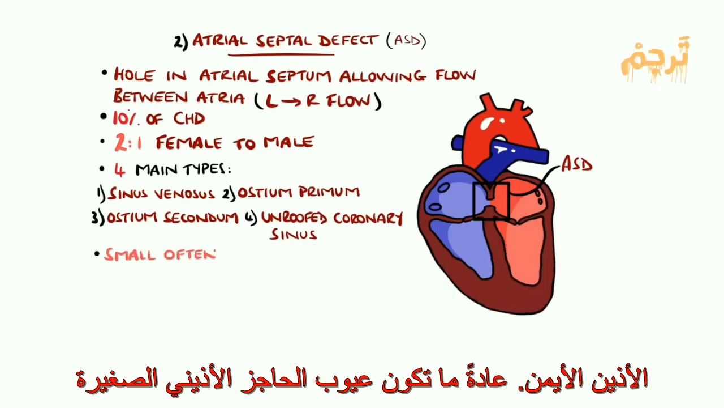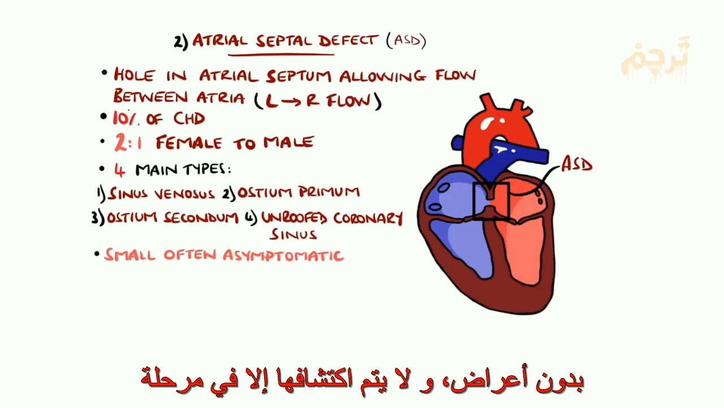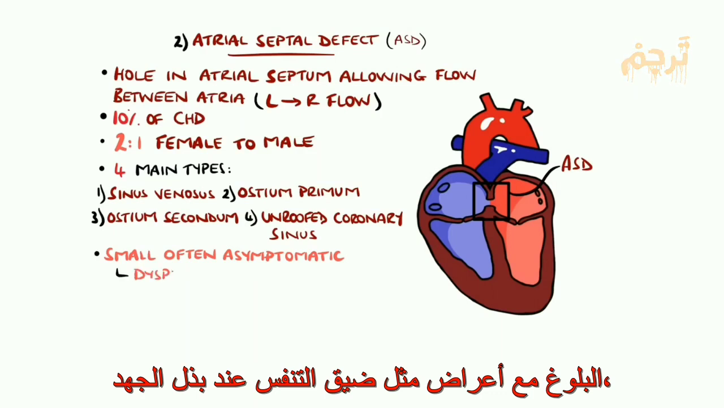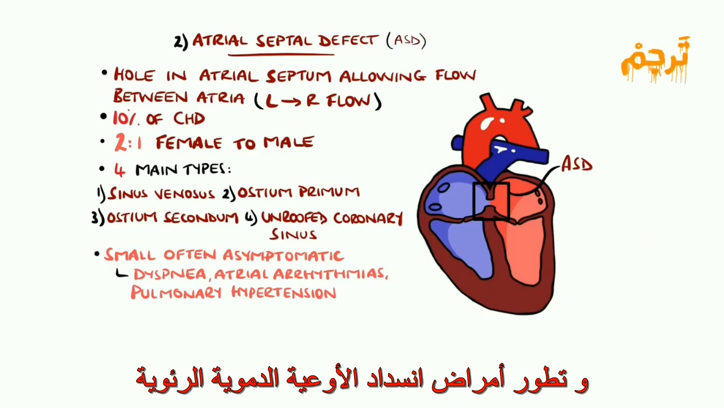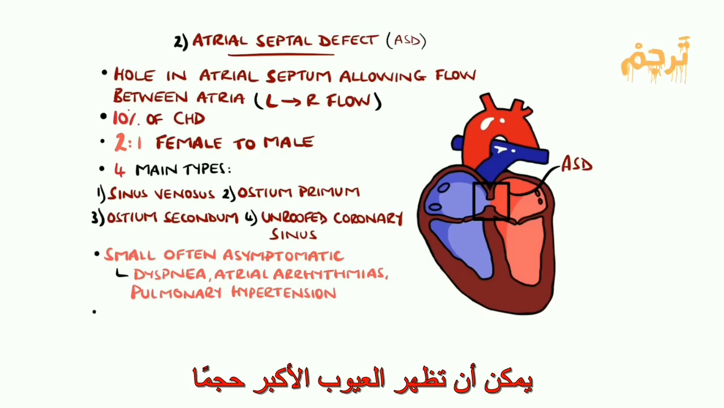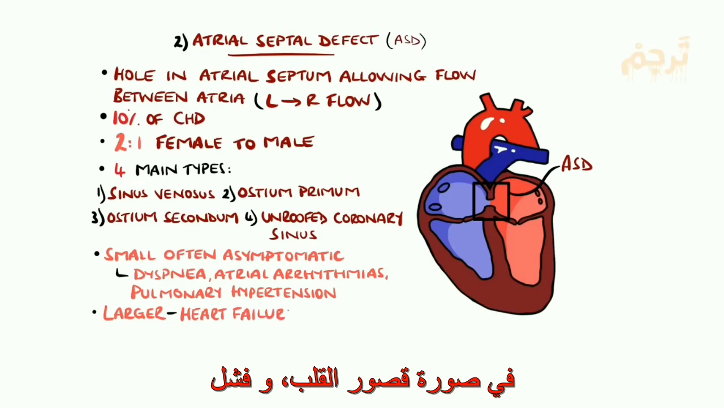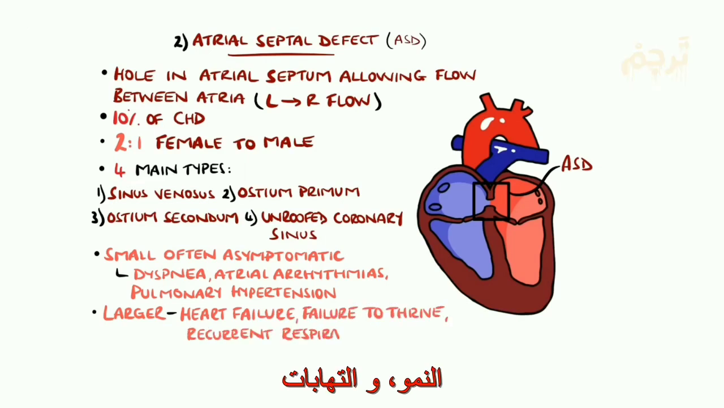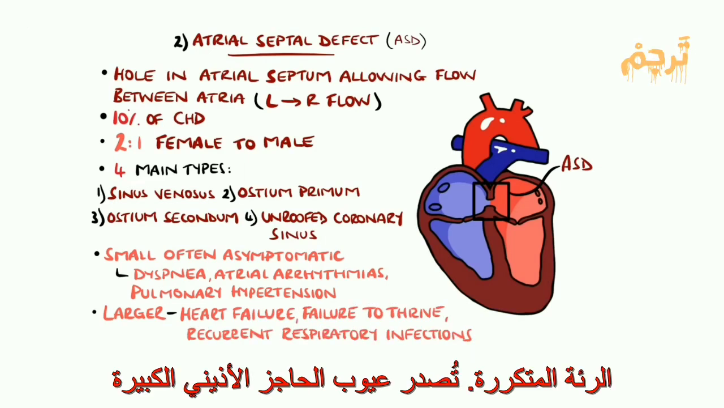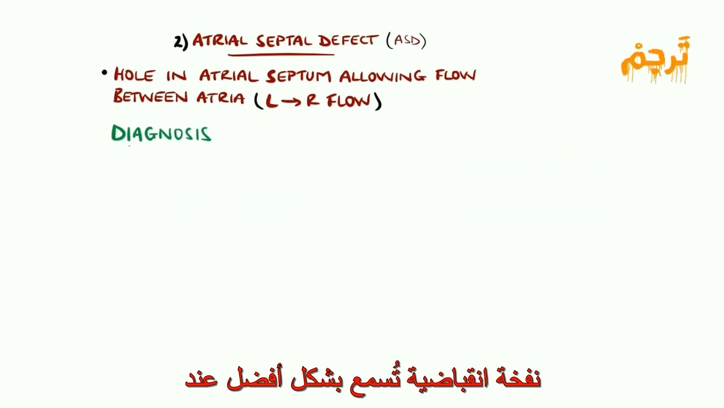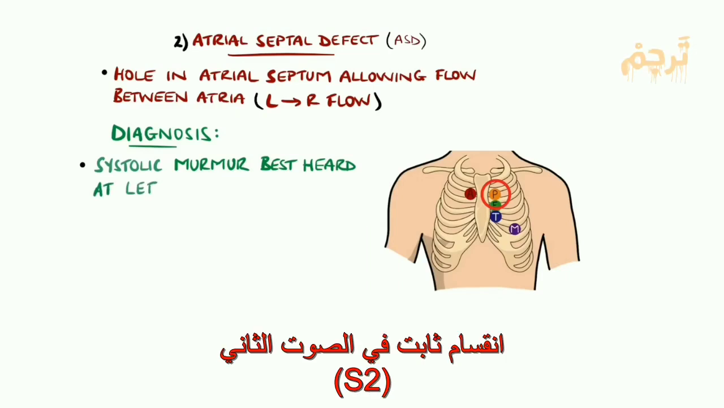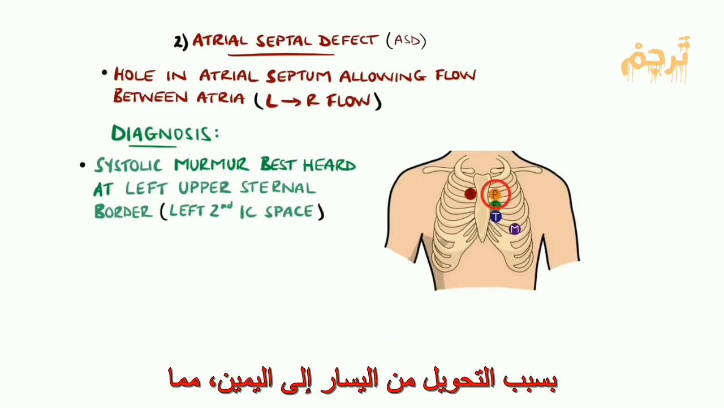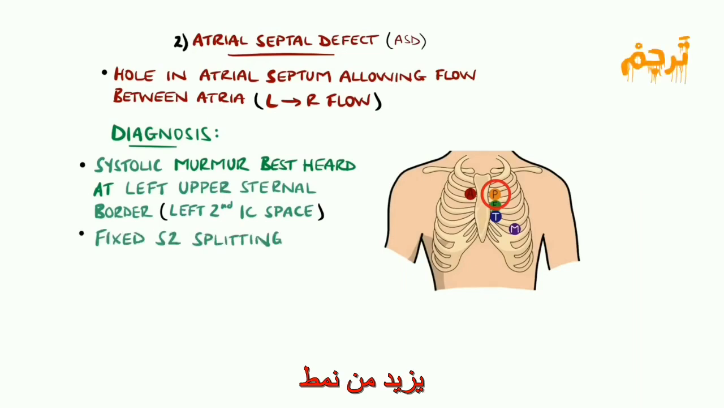Small ASDs are typically asymptomatic and not found until adulthood, with symptoms such as dyspnea on exertion, atrial arrhythmias, and development of pulmonary vasculature obstructive disease. Larger ones can present in heart failure, failure to thrive, and recurrent infections of the lung. Significant ASDs generate a systolic murmur best heard at the left upper sternal border, and will also typically have a fixed splitting of S2 due to the left to right shunting, increasing the preload of the right ventricle.